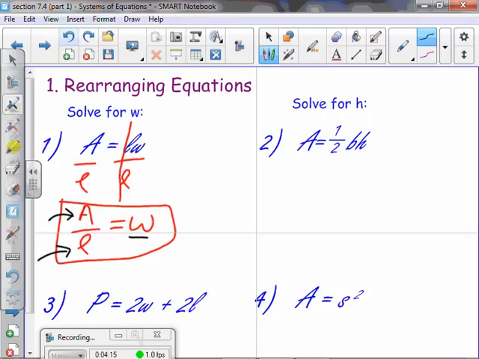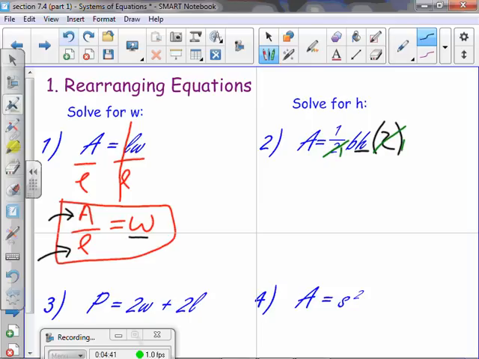Number 2 says to solve for h. So what I want to do is get everything away from the h. Well, the way I get rid of 1/2 is I can do a couple of things. I can divide by 1/2, but that's really the same thing as multiplying by 2, because look what happens when I multiply by 2. The 2 and the 2 will cross cancel. They both become 1s.